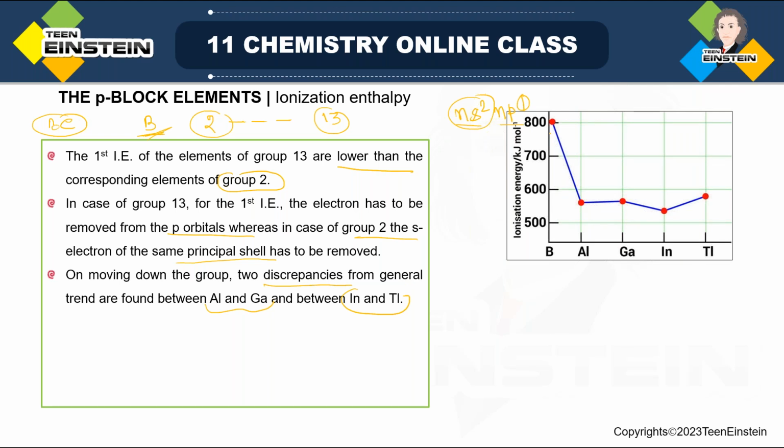Just look at this picture. When you are moving from boron to aluminium, ionization energy in kilojoule per mole, from 800 it is jumping to some value between 600 and 500. Then from aluminium to gallium, it should decrease, but it is slightly higher. Though in the picture it appears as if both are at the same position, actually gallium is slightly higher. Then again it is decreasing from Ga to indium, but in this pair again there is an increase, which is not expected. So these are the two discrepancies we found.